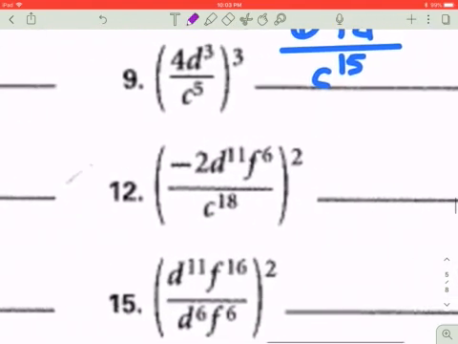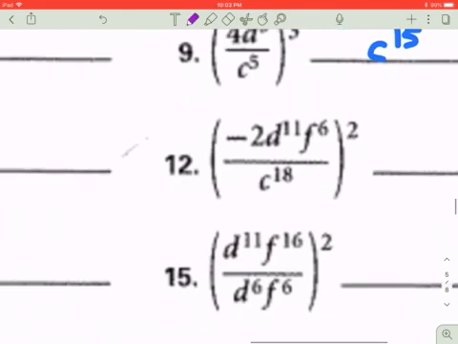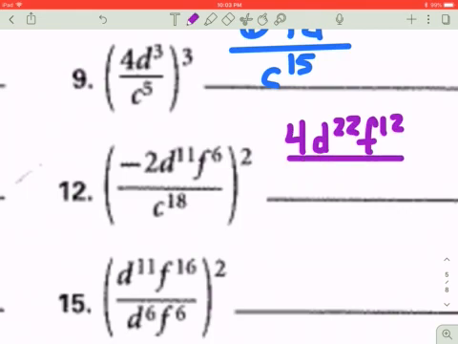Let's find something that's a little bit different. Well, I guess here, if I have -2 to the second power, that'd be a positive 4. D to the 11th to the second, I multiply those, get d to the 22nd. F to the 6th to the second, I multiply to get f to the 12th. And that's all over c to the 36.